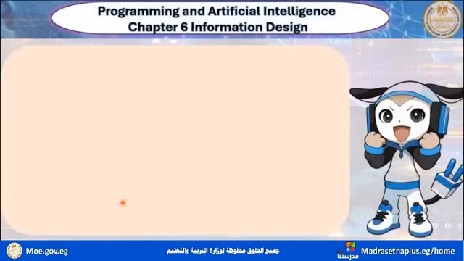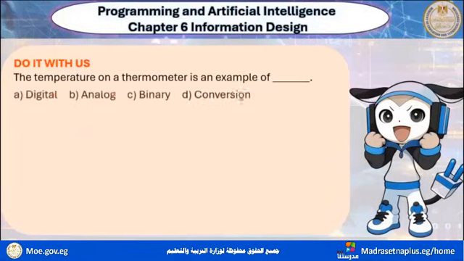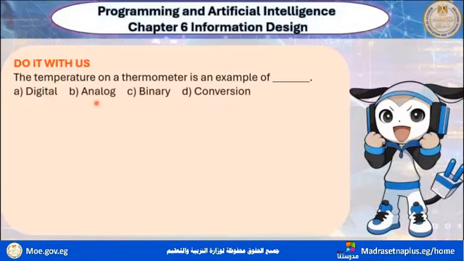And now, dear students, it's your turn to do it with us. We want you to think about these questions and try to answer them. First, the temperature on a thermometer is an example of: digital, analog, binary, or conversion? Temperature moves smoothly. So, of course, it's analog.